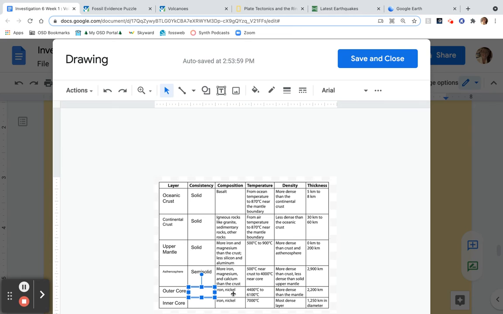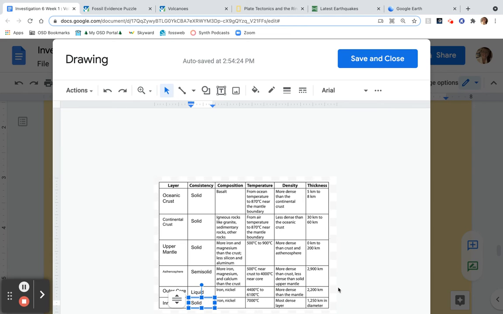The outer core is made of iron and nickel, metallic metals. It's so hot. Look at the temperature. And it's very dense because there's a lot of pressure. And the outer core is a liquid, and the inner core is a solid.